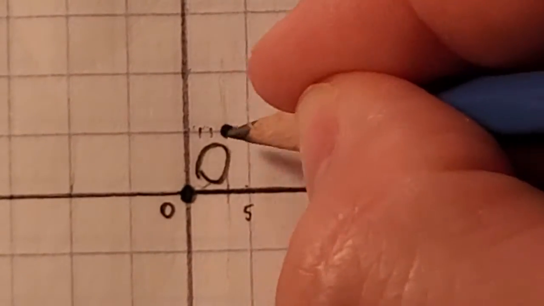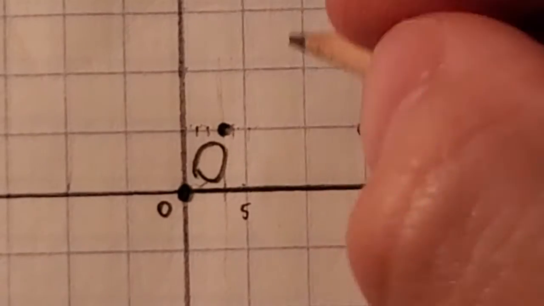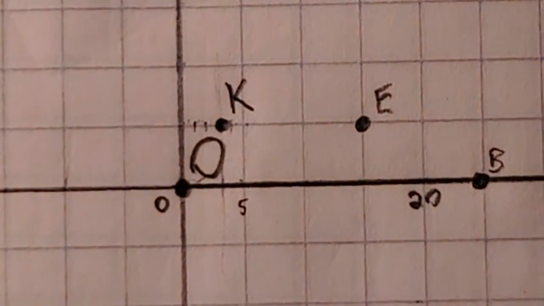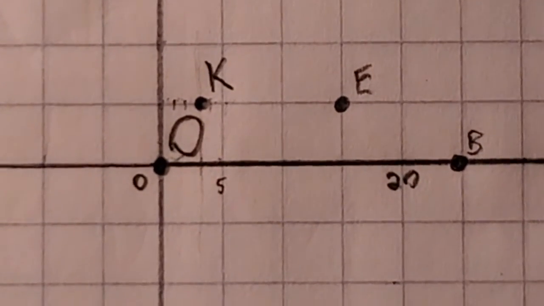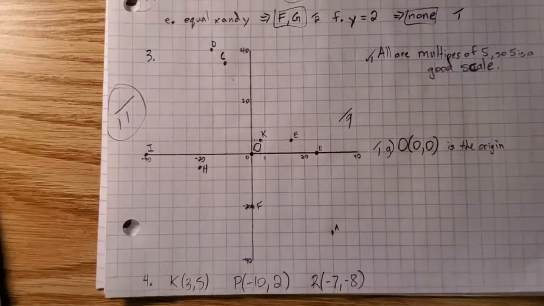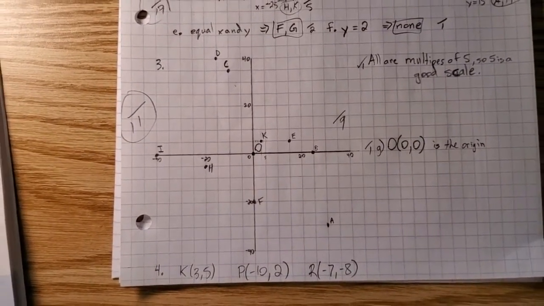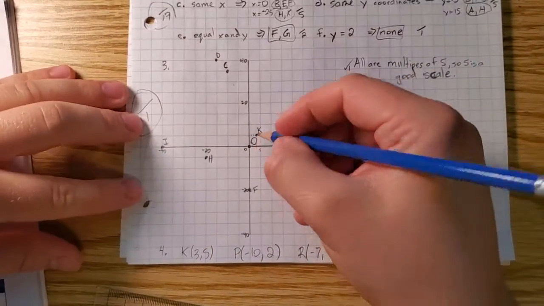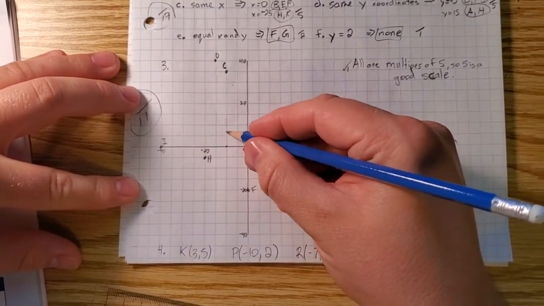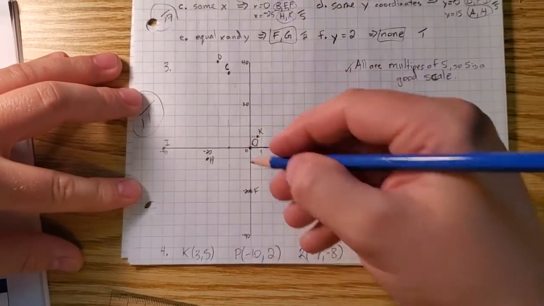Now you don't actually have to draw those little lines in. It should just be that approximate spot. And then it's right on the 5 line. Okay, what about P, which is negative 10 and 2? Okay, we're going to go to negative 10. It's going to be along this line. And it's going to be 2.